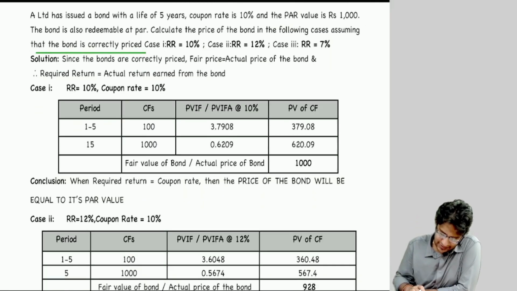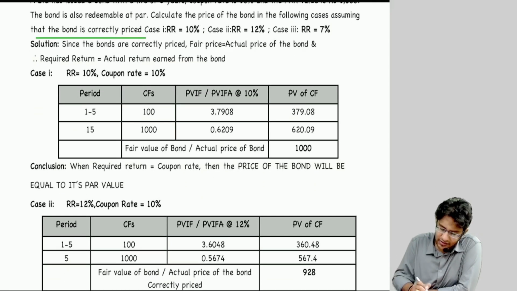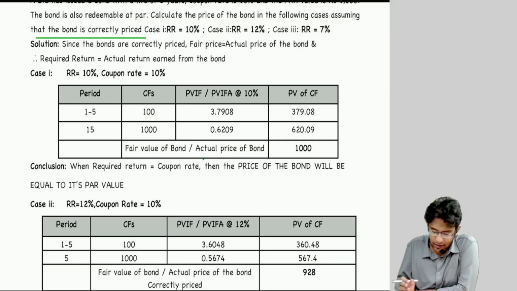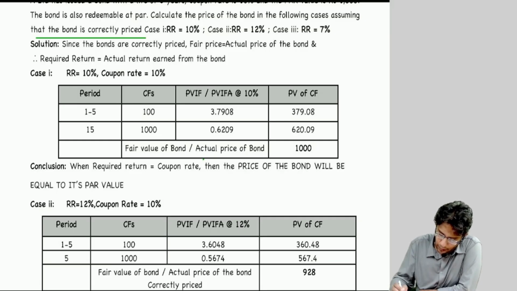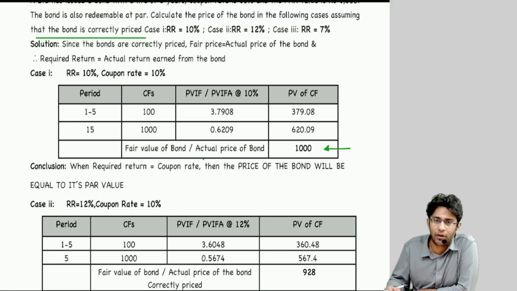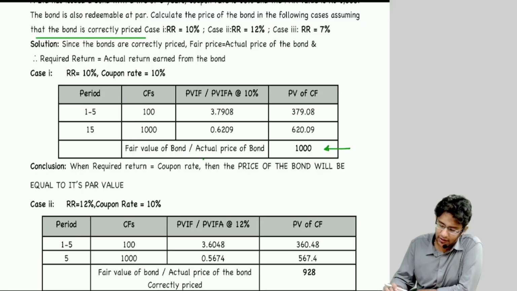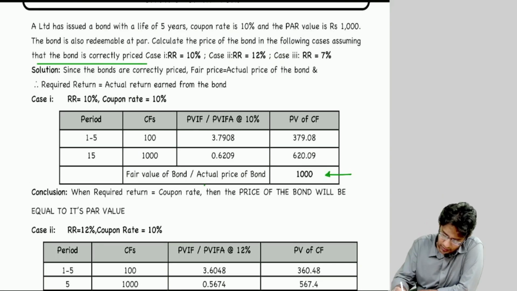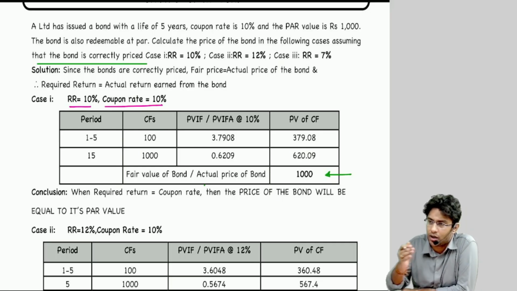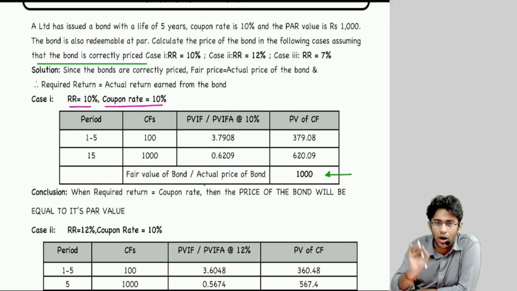So first scenario, since RR is 10%, I discount all the cash flows with a 10% discounting rate, and to my surprise I find that the bond value is exactly equal to 1000. What is 1000? That's nothing but the par value of the bond itself. That means one small conclusion: when RR and coupon rate both are same, the bond will be trading at par value. I am not talking underpriced, overpriced and all.